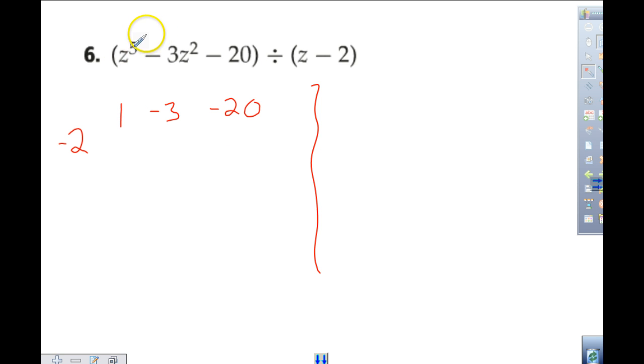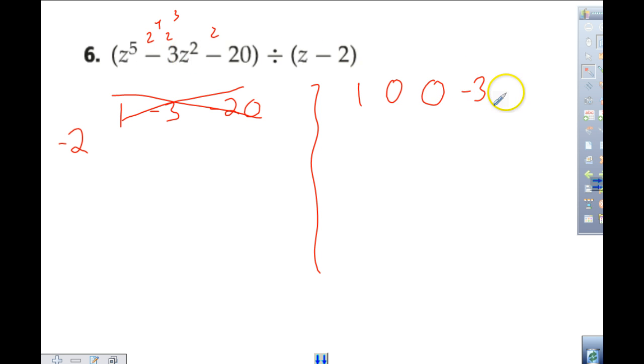Yeah, so I'm missing a z to the 4th, I'm missing a z to the 3rd, and I'm missing a z to the 1. So I need to fill those in with zeros. So these are incorrect. And we really want 1 z to the 5th, 0 z to the 4th, 0 z to the 3rd, negative 3 z squared, 0 z, and negative 20.